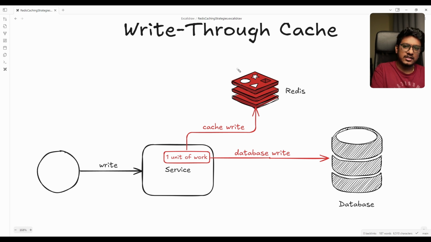So why does this specific example fit the write through cache strategy? Profile reads, as you can see, are more frequent operations and this needs strong consistency between the DB and cache.